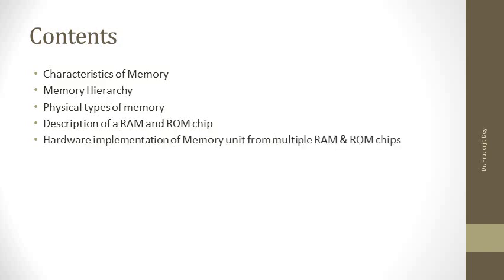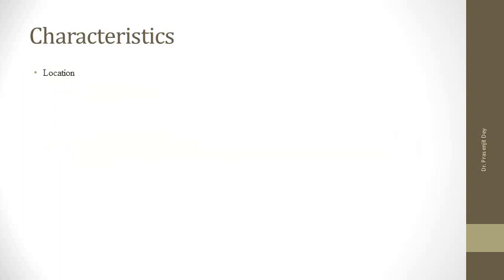Followed by, we will discuss how to implement the memory unit from multiple RAM and ROM chips. Finally, we will show you a design of a magnetic disk. In this slide, we are going to discuss different characteristics of the memory. The first characteristic of the memory is the location. That means where the memory resides.